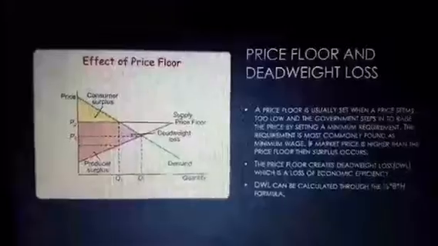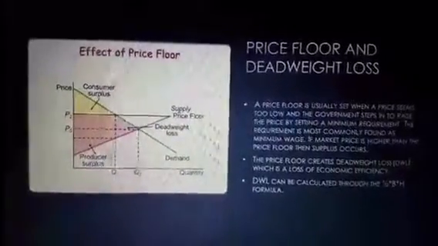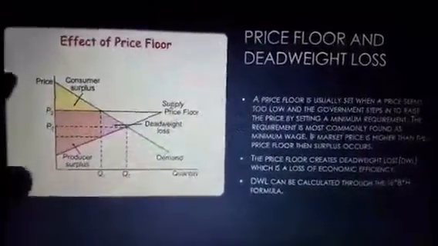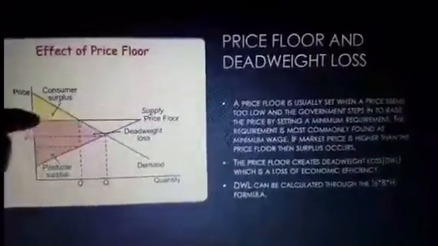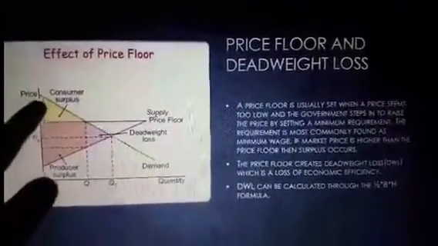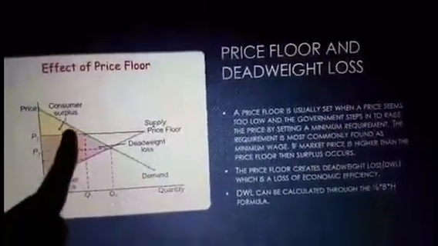Now here we have price floor and deadweight loss. As we can see here, this is cut off by the deadweight loss, as a price floor is set up here, and consumer surplus is here, producer surplus is here, where the price floor is set.